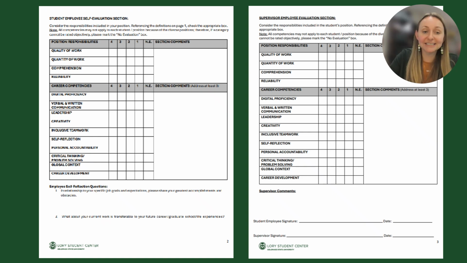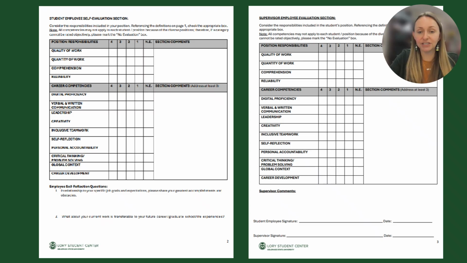The next page is the self-evaluation form for the student. This is the opportunity that the student has to evaluate themselves on the position responsibilities as well as the career competencies. They don't have to address all of them. 3 that have been identified by you and by them collectively, but you'll need to communicate that. We'll talk more about that in the next portion of the training.